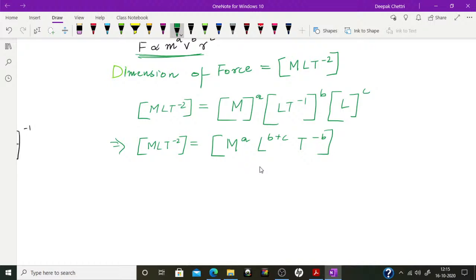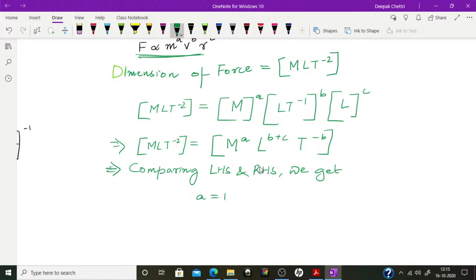So now look at these things. They are equal, right? Because it should be equal. So what is the power of m on the left? 1. What is the power of m on the right? A. So if we compare LHS and RHS, we get a is equal to 1. Why? Because on the left the power of m is 1, on the right it is a, so they must be equal.